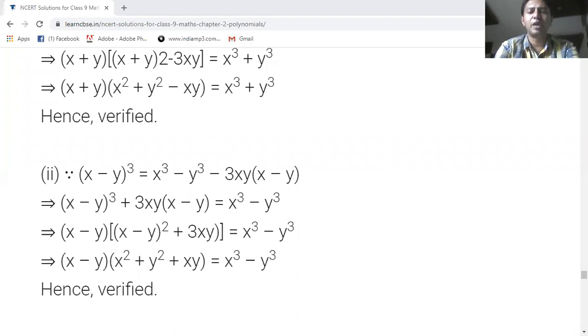Now this (x minus y) is common in both the terms. So we can take (x minus y) common in both the terms.